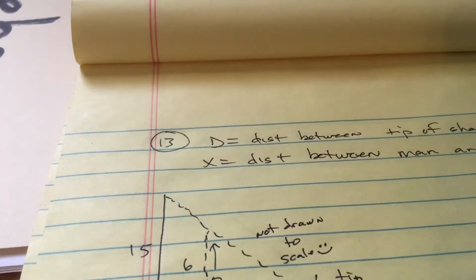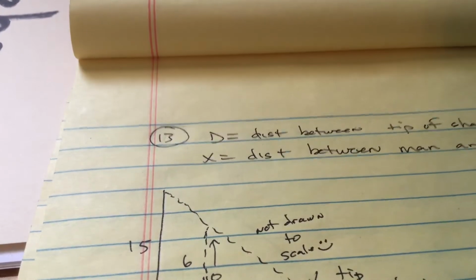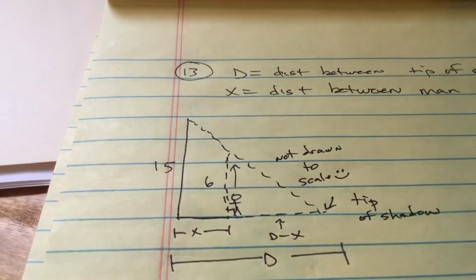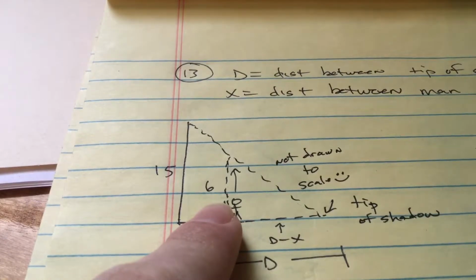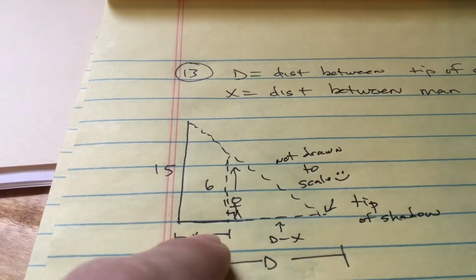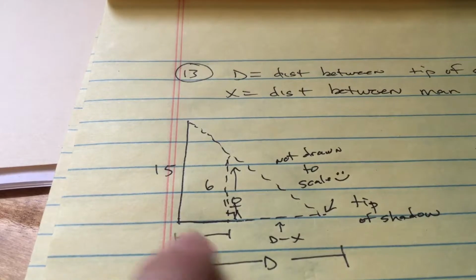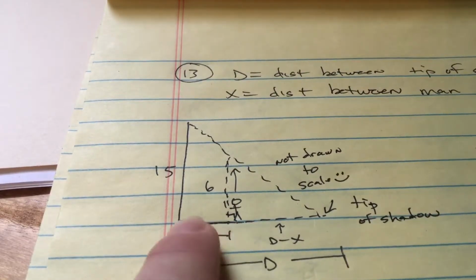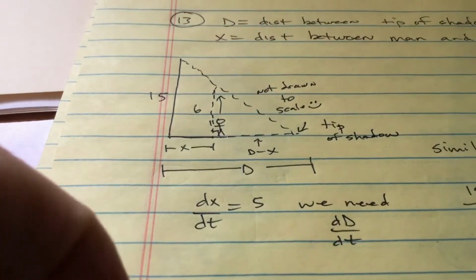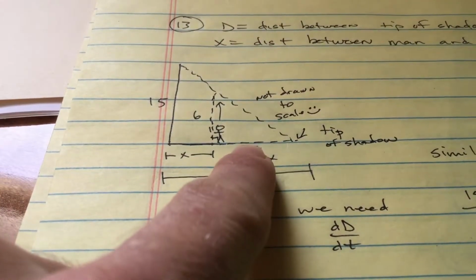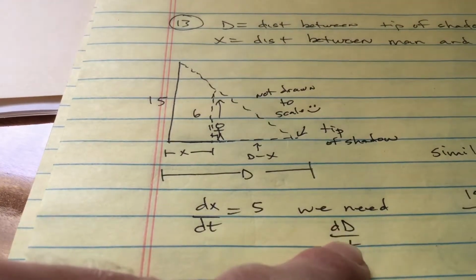All right, 13, I'm not a big fan of shadow questions, but you're going to have them in your homework, honestly. 13 says, a straight line is mounted to the top of a 15-foot pole. I didn't draw this to scale. A 6-foot man walks away from the pole at a speed of 5 feet per second. So he's getting away. Again, this is the x distance because he's currently right here. That's the tip of the shadow. So dx/dt is 5. And we want to know dD/dt, big capital D.